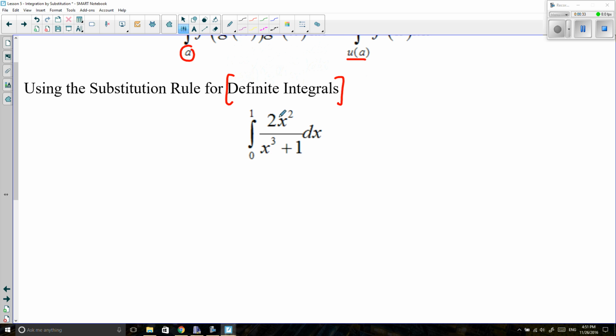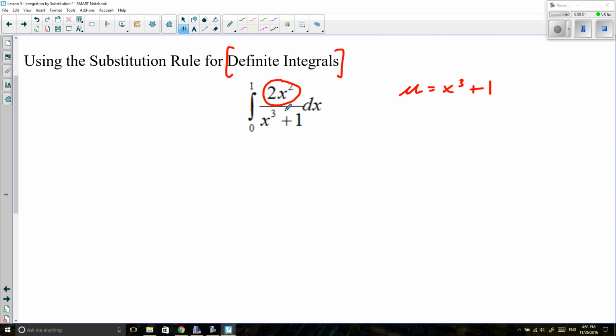First of all, right off the bat, it's really hard to integrate this, so I'm going to use substitution. I'm going to let u be equal to x cubed plus 1. The reason I chose that is because if I take the derivative, I get 3x squared, which is going to be the same degree as my numerator. So I can try to cancel that out or rewrite it in terms of u.